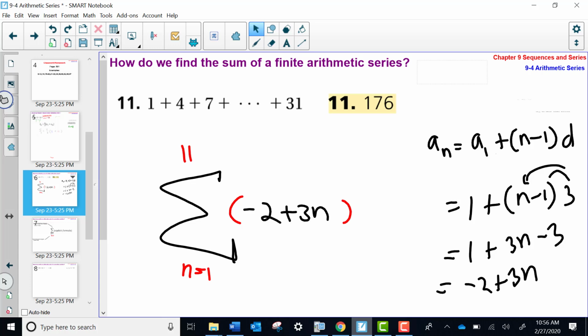You could just use that, but you have to know summation notation. Some questions will be given to you like this. But if it's like this, you could just put this in your calculator, math 0, and summation notation will give you the same 176.